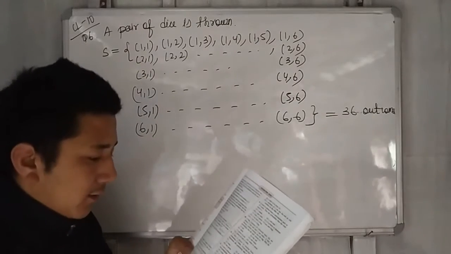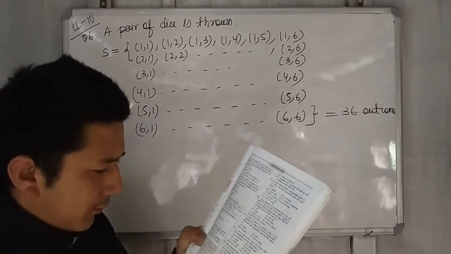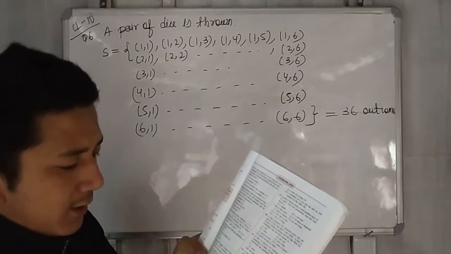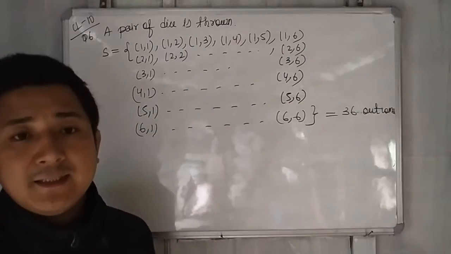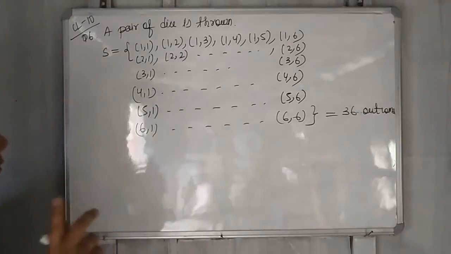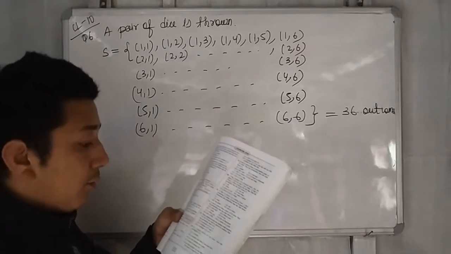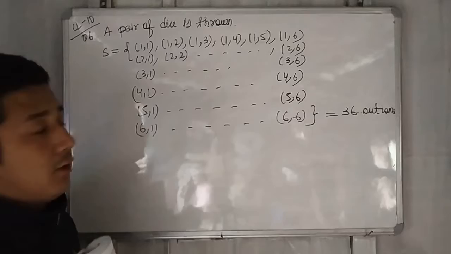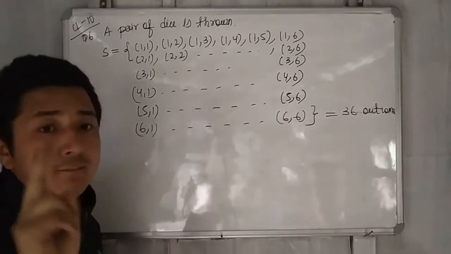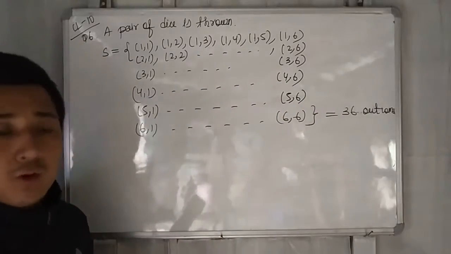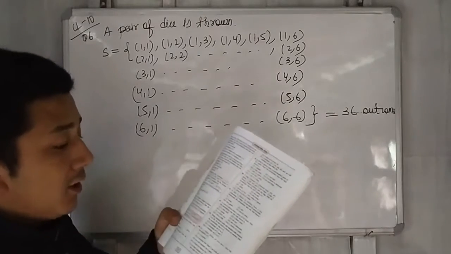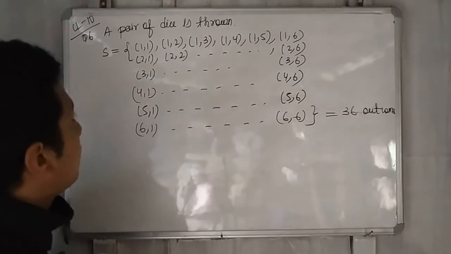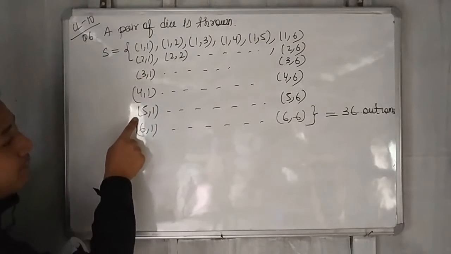What we are to find is the probability of getting a sum of 10 or more if 5 appears on the first die. Are you understanding my point? On both of the dice the sum might be 10 or it can be more also, but there's a condition. The catch is if 5 appears on the first die. So let us focus where 5 appears on the first die.